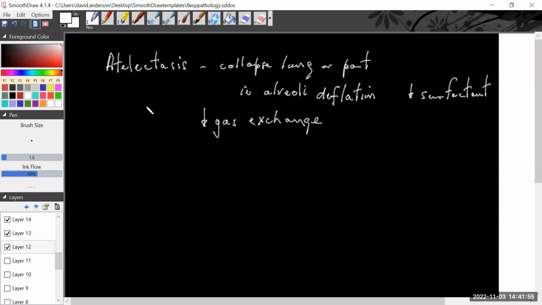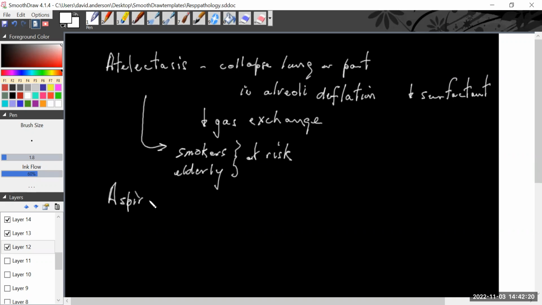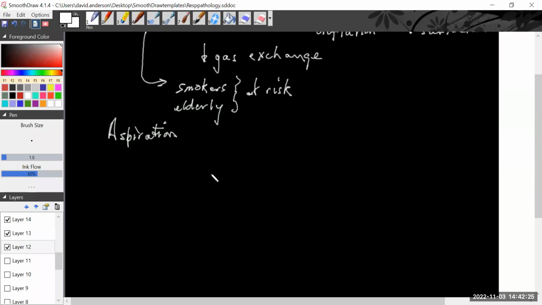So who's most at risk for this kind of a problem? It can sometimes happen what we call spontaneously, but almost never truly spontaneously. But smokers and the elderly are at risk for this kind of a problem. So the other thing we need to be aware of, just in general terms, is what happens with aspiration. Aspiration is a fancy word for choking. So this is when contents that were meant for the esophagus end up in the airway.